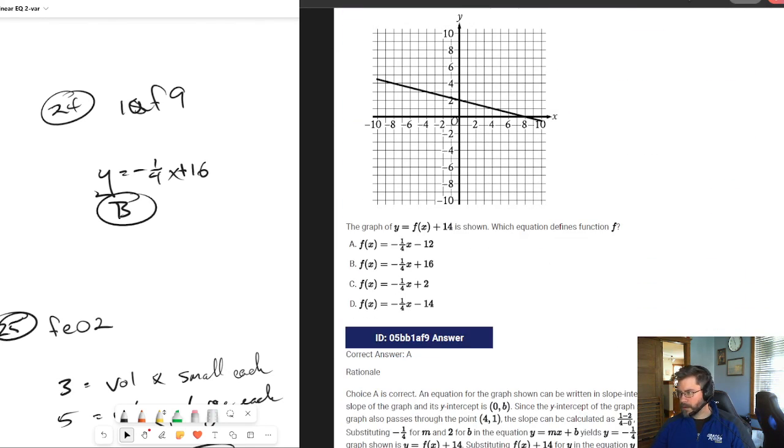Ooh. I got this wrong. Oh, I read it wrong. Ha ha. F of x plus 14 is shown. So you got to go down 14 units. So if the y value starts at 2, going down 14, of course, is going to yield negative 12. So that gives us answer A.